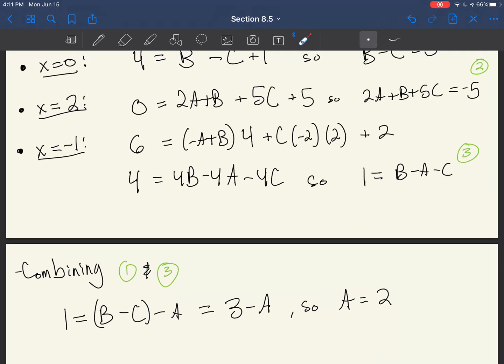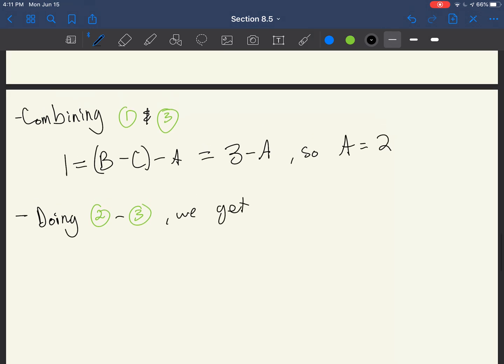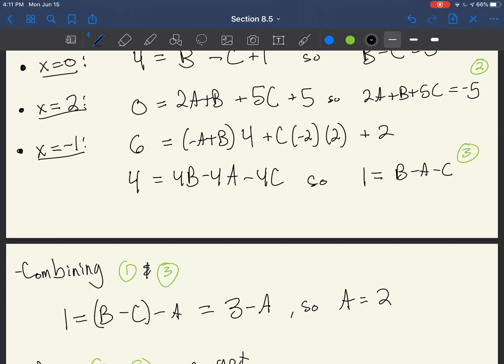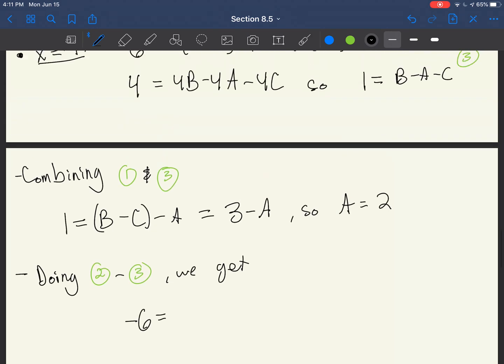Okay, that's nice. We have A equals 2, so now we need to somehow get rid of B or C. Well, we have 1B and 1B in 2 and 3. So if we subtract the 2, then we'll get rid of B altogether. So doing 2 minus 3 we would get, looking at -5 minus 1 is -6.